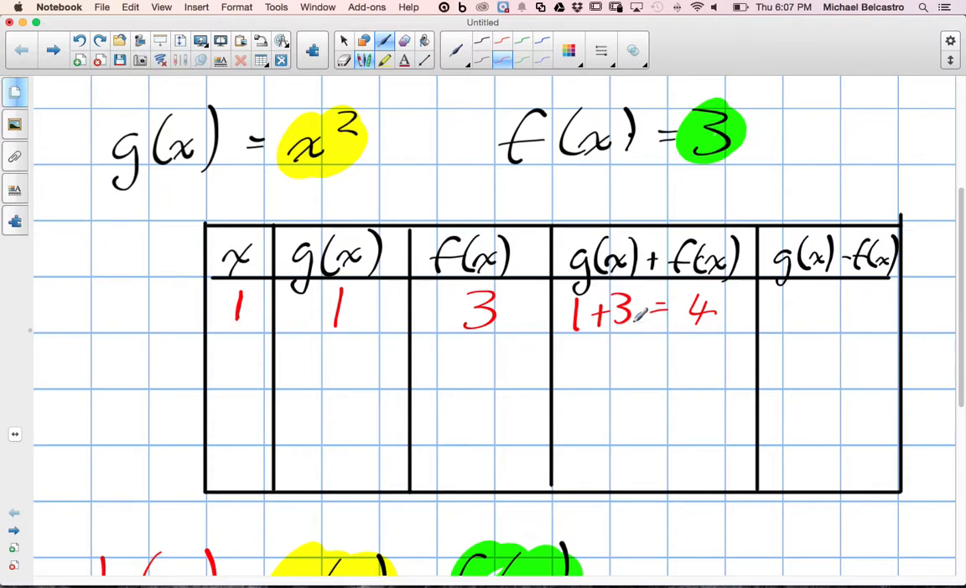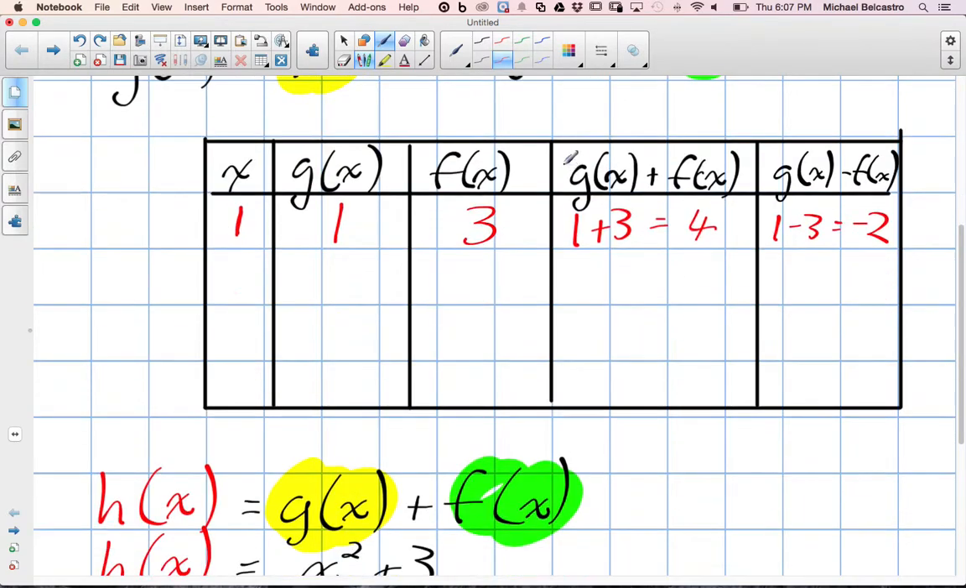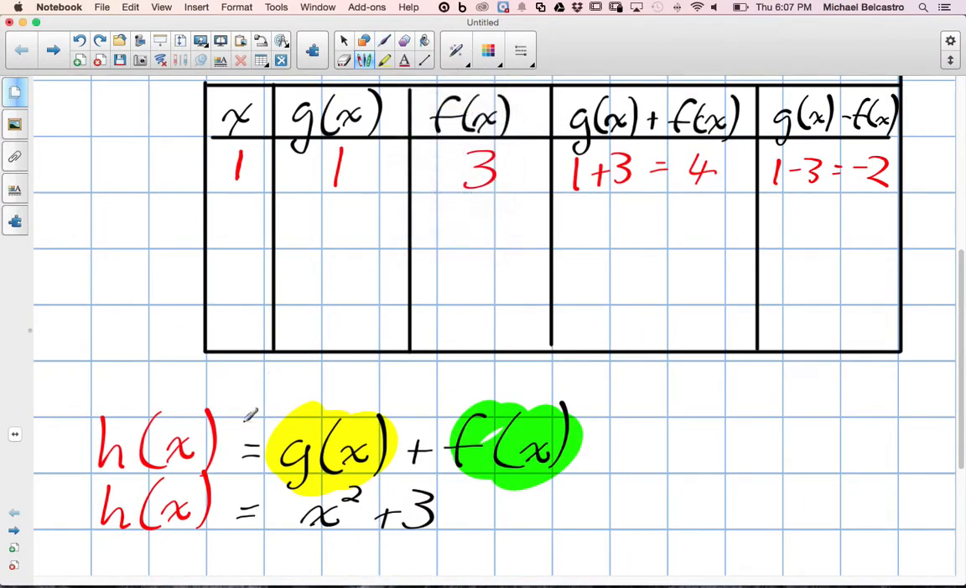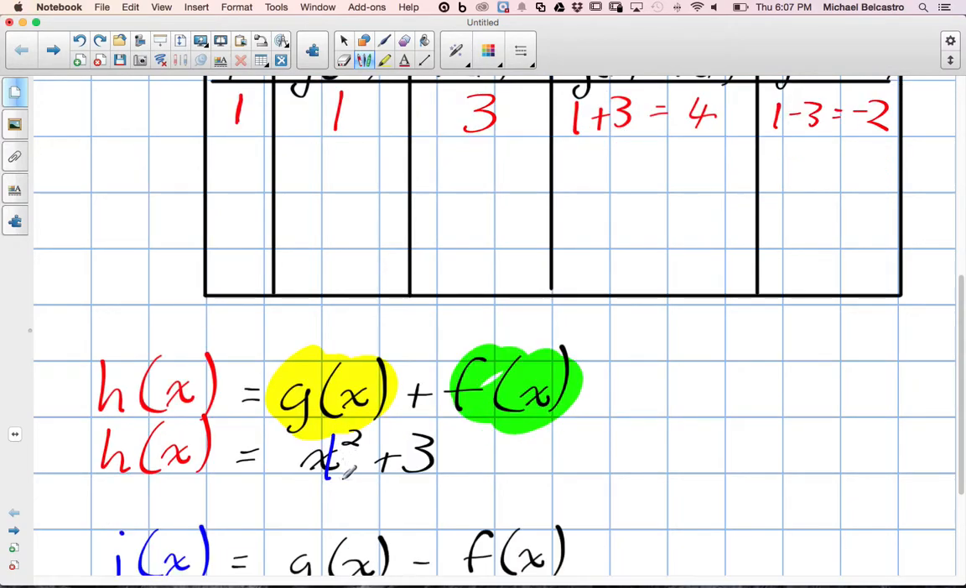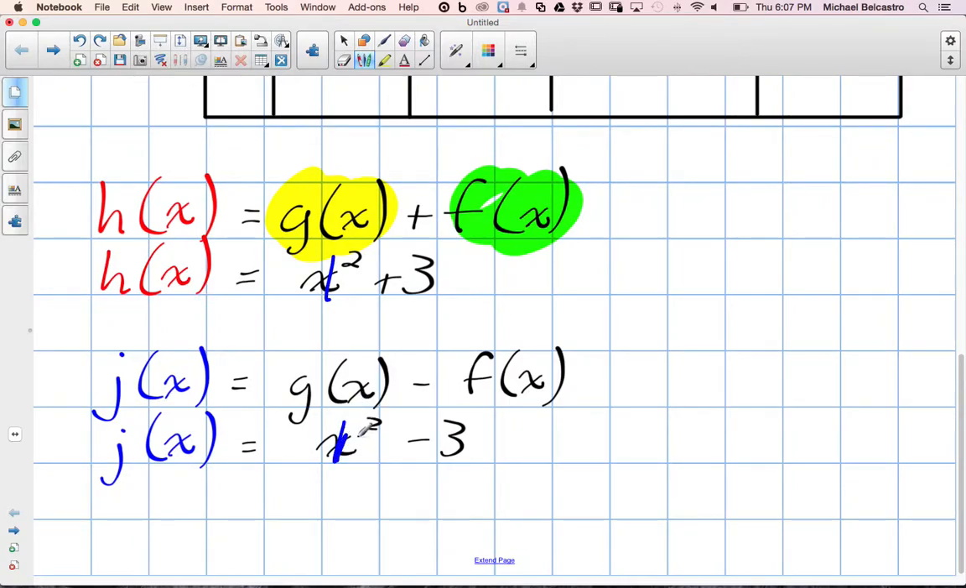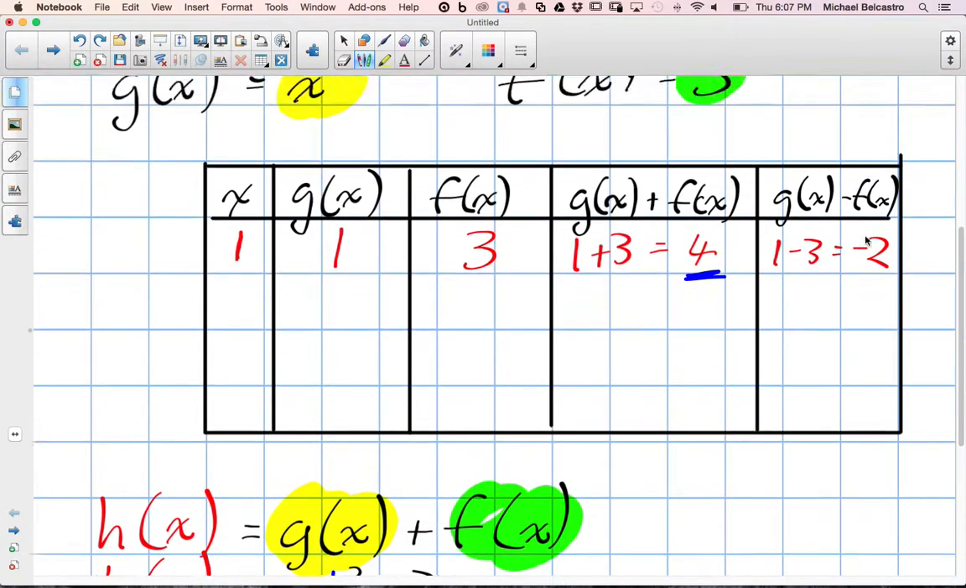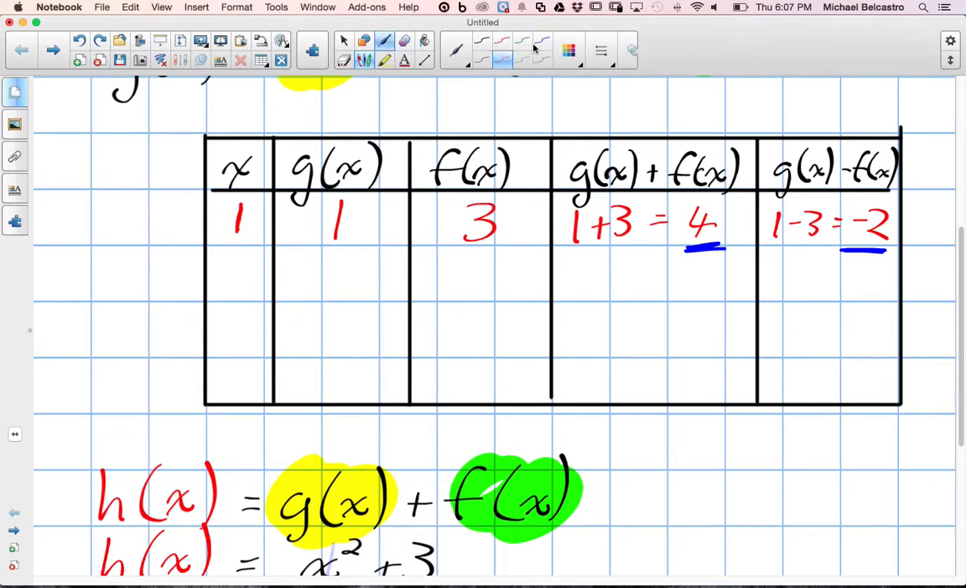And we can even test this out on our graph after, when our x value is 1. And the same idea here, we would have 1 minus 3, so we have a value of negative 2. So algebraically, we can set it up like this. If we plugged in 1 here, we have 1 squared plus 3 gives us the value of 4. And if we plug 1 in here, 1 squared minus 3 gives us the value of negative 2. So you can carry this out with any x values.